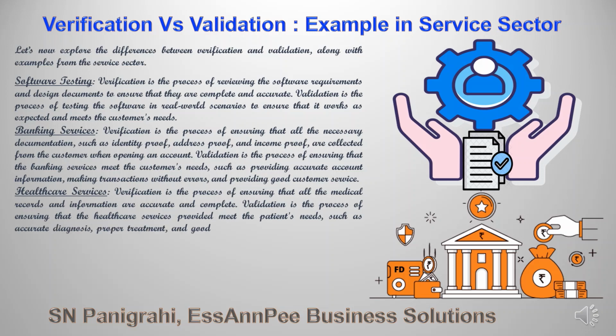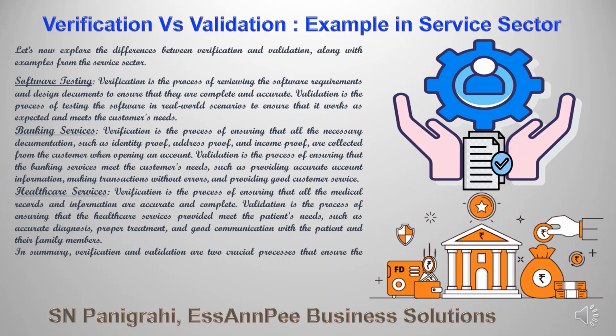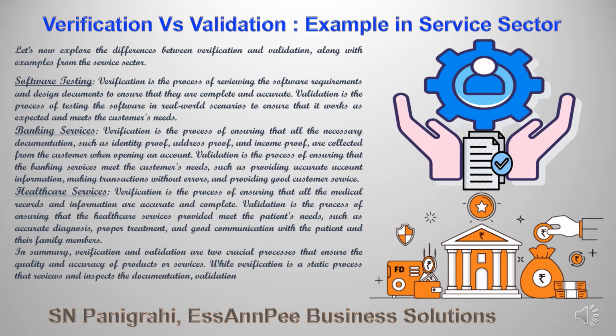In summary, verification and validation are two crucial processes that ensure the quality and accuracy of products or services. While verification is a static process that reviews and inspects the documentation, validation is a dynamic process that tests and verifies the product or service in real-world conditions.